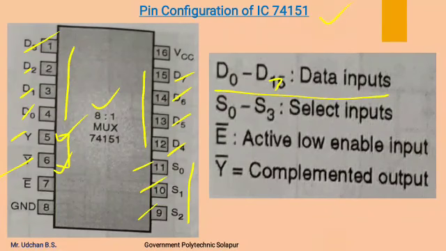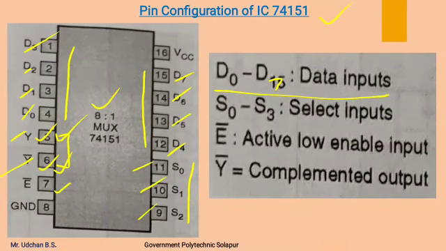It means that if we have select line status as 0 0 0, in that case the D0 line gets selected. If D0 contains 0, we get a 0 output at pin number 5. At the same time we get a logic 1 output at pin number 6, that is the inverted output. If the D0 line is at logic high level, in that case we get a logic high output at pin number 5 and a logic 0 output at pin number 6 at the same time.